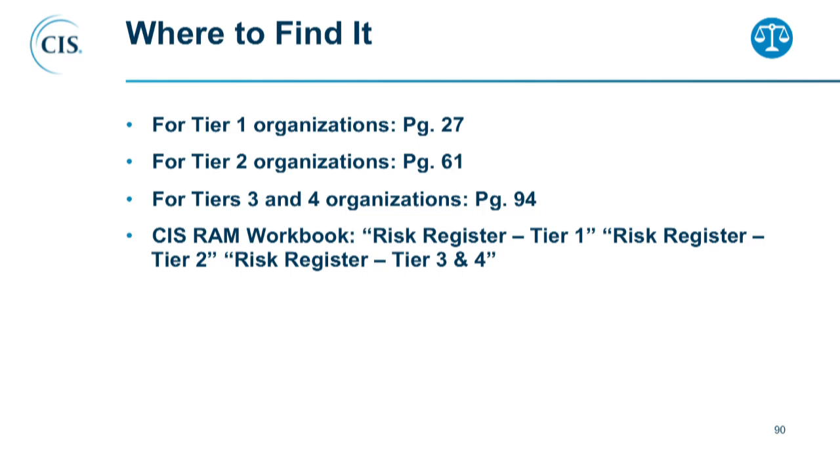You'll find this for Tier 1 organizations on page 27, Tier 2 organizations on 61, Tiers 3 and 4 on page 94, and you'll see that we're using risk register tabs for all 3 levels. So why don't we move ahead?